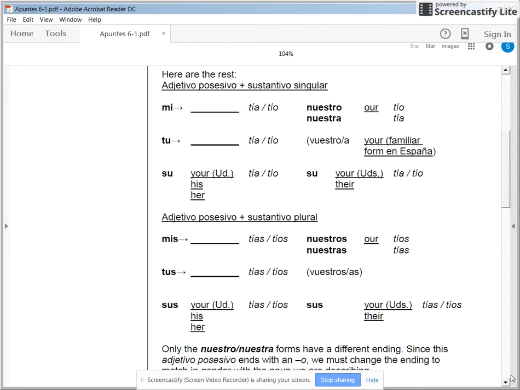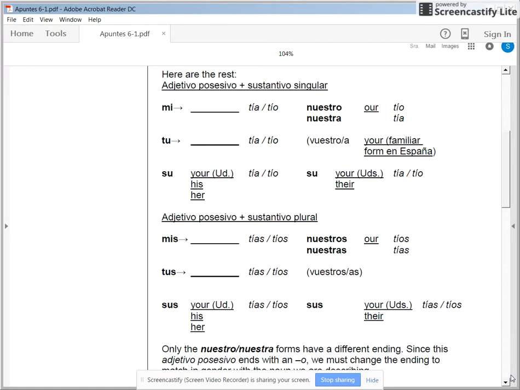So what happens when we are describing more than one? We simply do what we always do to make something plural or an adjective plural. We add an S. So notice you have mis. Still in English means my, because in English we don't have that differentiation between number with possessive adjectives. In Spanish we do. So mis tías, because I have more than one, or mis tíos, because I have more than one. I'm describing my aunts or my uncles, or again, a combination. Remember in Spanish we can use tíos to combine the two genders. I can be talking about my aunts and uncles.